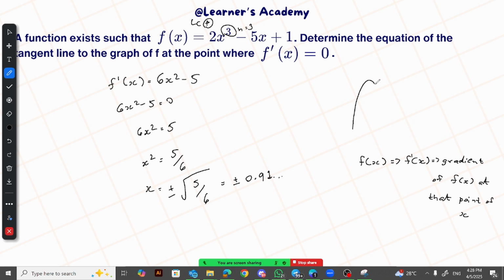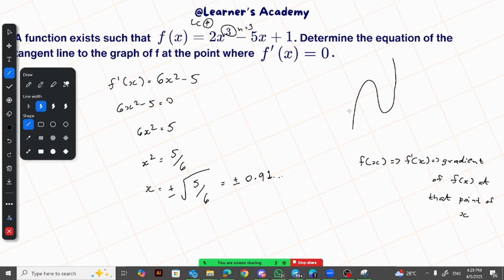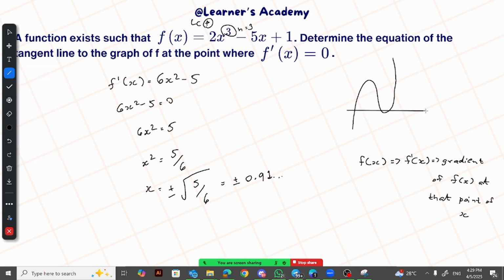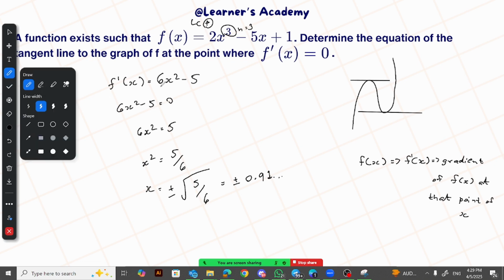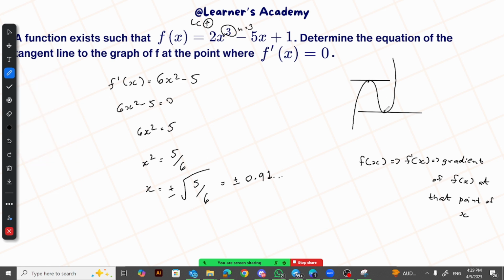That means that we have this general graph, since it's a cubic equation like this, and it wants us to find the equation of the tangent line where the gradient is 0, which means it's completely horizontal. Here, by looking at this graph, we see that there are two potential equations. By calculating up to this point, we have learned that the x values where the gradient of the tangent line is 0 are 0.91 and negative 0.91.